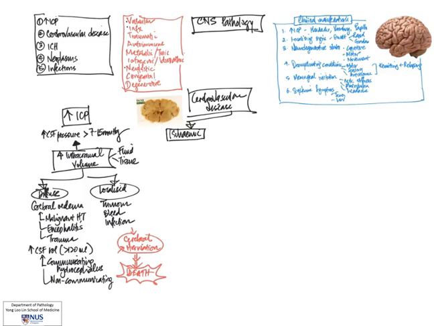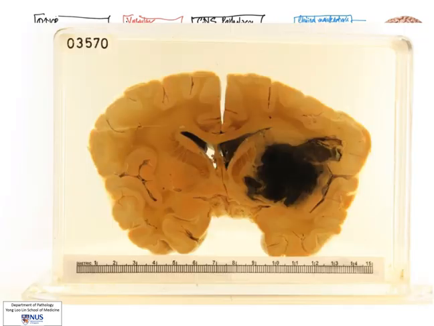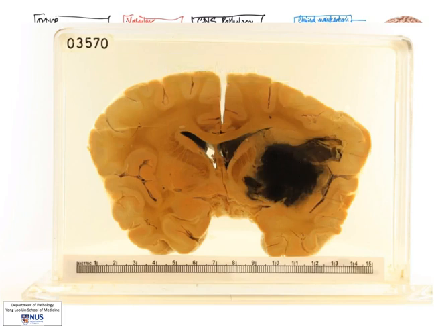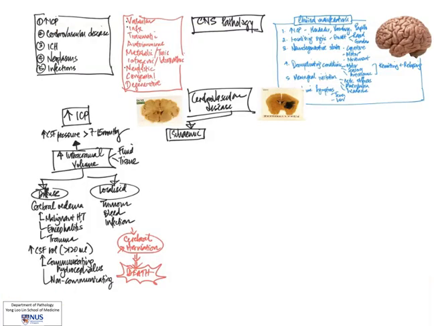The next main outcome is if there is hemorrhage. So this again is another example of a coronal section of the brain showing a large area of blackish hemorrhage in the region of the basal ganglia, and this can be picked up quite readily on imaging scans. So we will be looking at ischemic cerebrovascular disease and hemorrhagic cerebrovascular disease separately. Let's start off with ischemic disease.